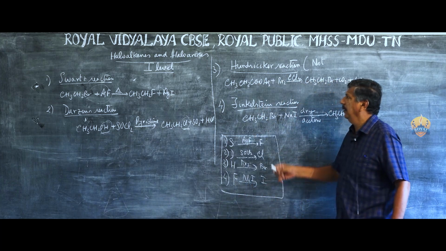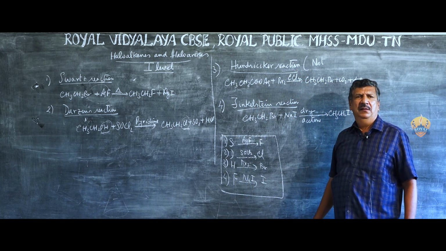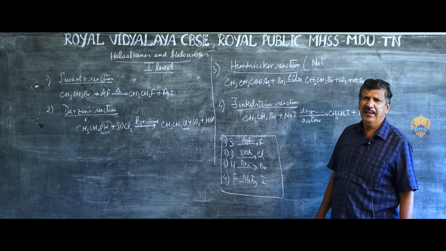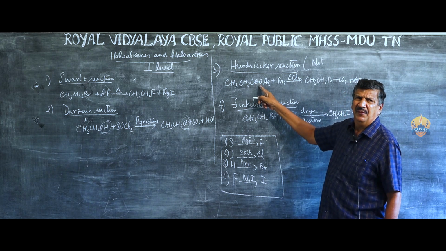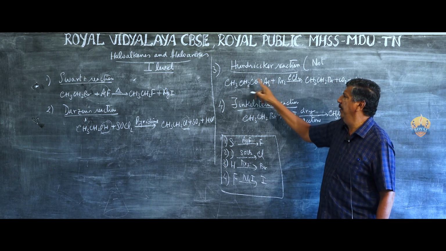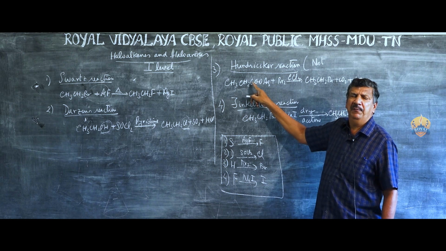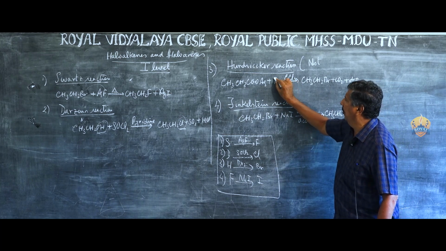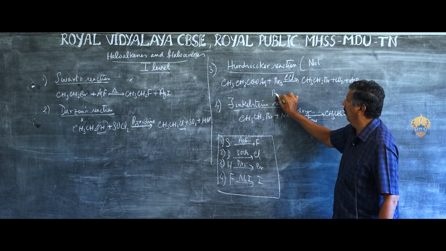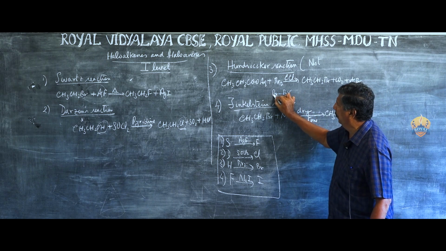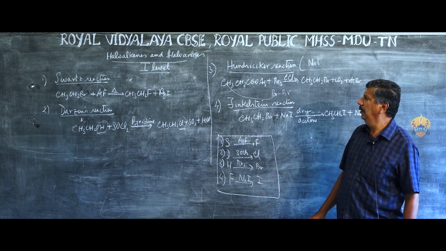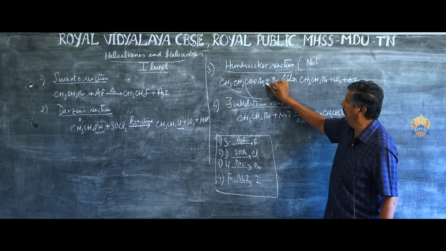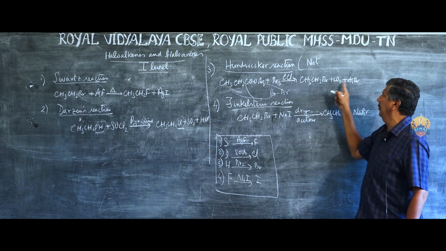Okay. Then coming to Hunsdiecker, which is of course not in your book, but those who are interested can learn. What is Hunsdiecker reaction? You are taking a silver salt, silver propanoate. I am telling propanoate because of 3 carbons. When you treat with bromine, what will happen? The bromo will go into the ethyl, like this, ethyl bromide, and carbon dioxide will be released. That's all.